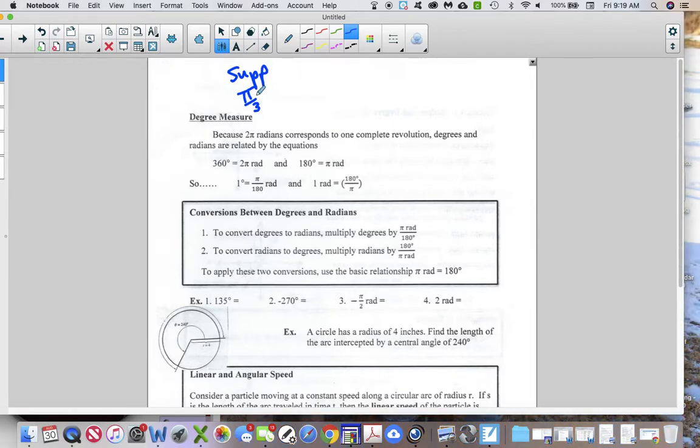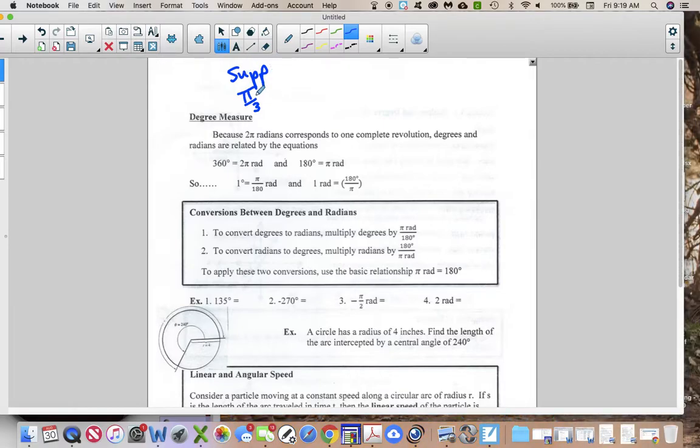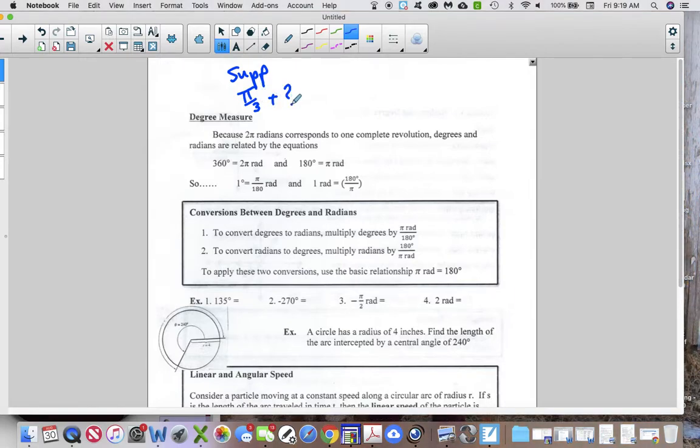Let's do that. I know the complement of pi over 3 is pi over 6, because those two add to be pi over 2. But how do I figure out the supplement? The supplement says that pi over 3 plus something has to be equal to pi, because that's 180 degrees.